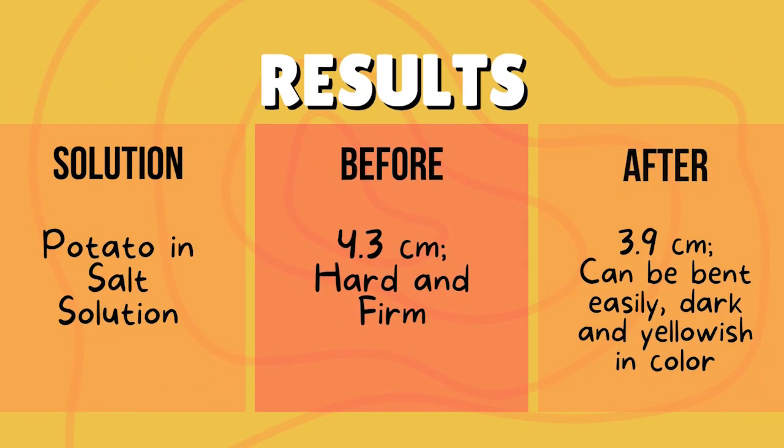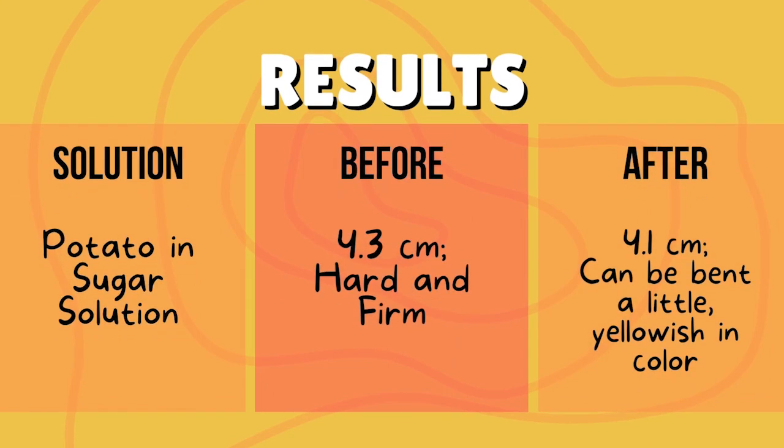As for the results of the experiment, the potato in the salt solution, which was 4.3 cm in length before and had the characteristics of being firm and hard, shrunk to 3.9 cm after being submerged in the solution for half an hour. It also became softer than before since it can be bent easily, and it gained a dark and yellowish appearance.